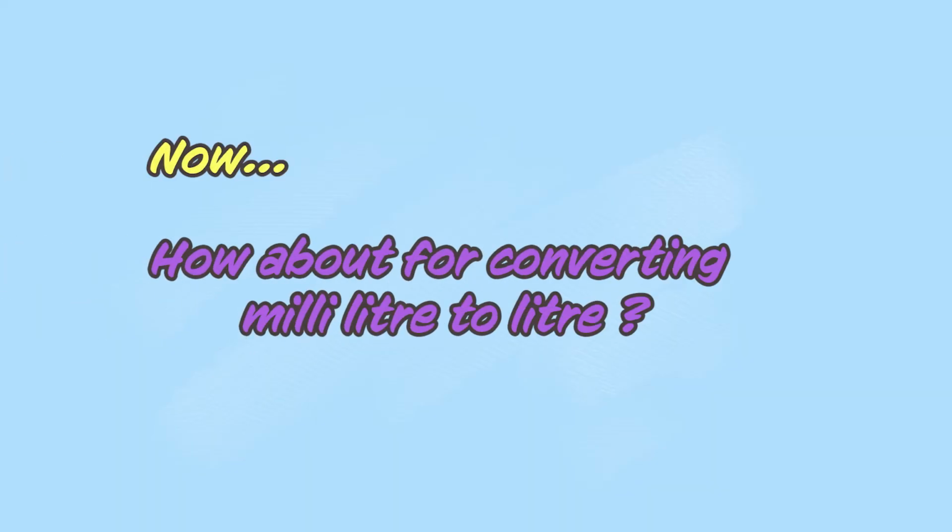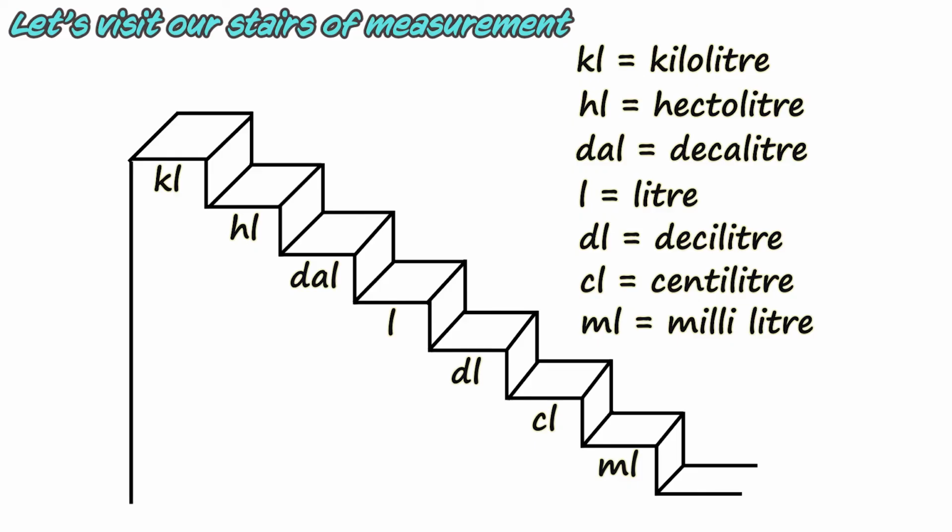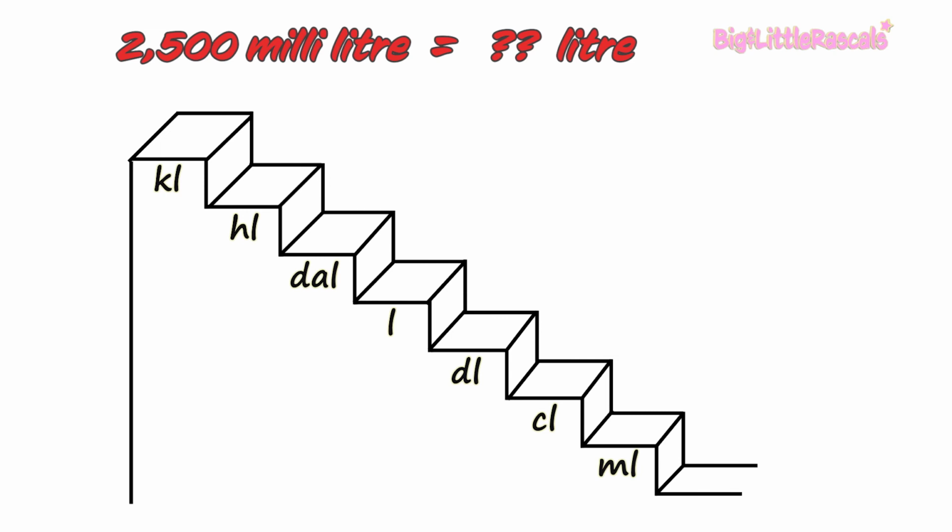Now, how about converting milliliter to liter? Let's go back to our stairs of measurement. This is the stair of unit of measurement with each name for each step. Let's convert 2,500 milliliters to liters. First, find where the milliliter is. There it is. Then find the liter. Then you need to jump up from milliliter to liter.